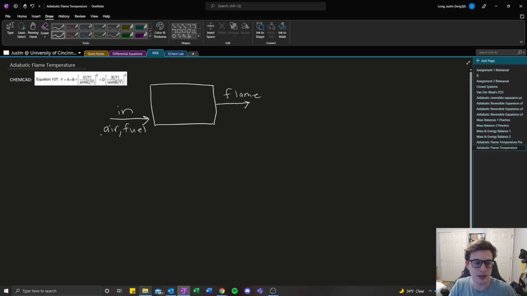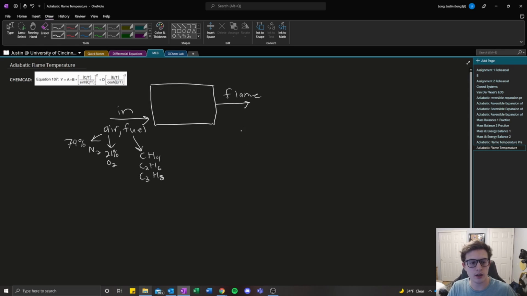So we know that air is made up of 79% nitrogen and also 21% oxygen. And that'll come in important in our stoichiometry later. And then the fuels we're going to be using today are methane, ethane, and propane. So we've got CH4, C2H6, C3H8. And these are our fuels.